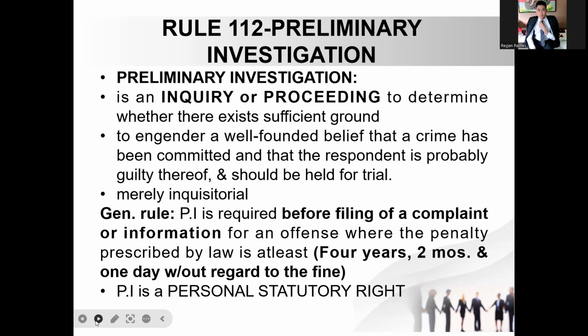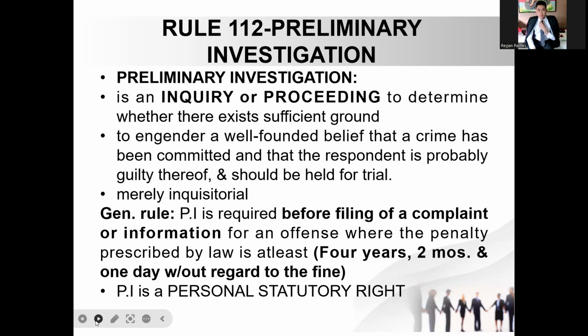Kasi pag sinabi natin probable cause, ayan sa baba, to engender a well-founded belief that a crime has been committed and the person must be probably guilty thereof. And kailangan natin siya i-held for trial. So ang haba, di ba, ng definition ng probable cause.